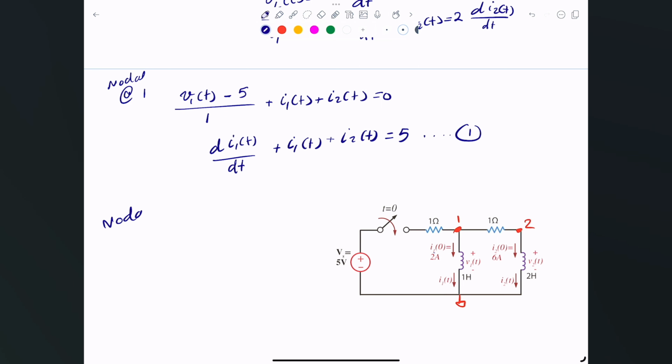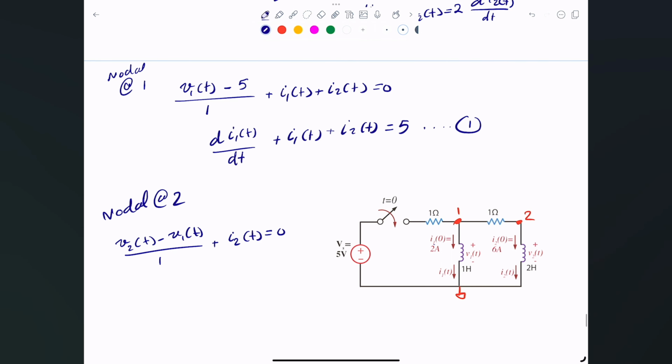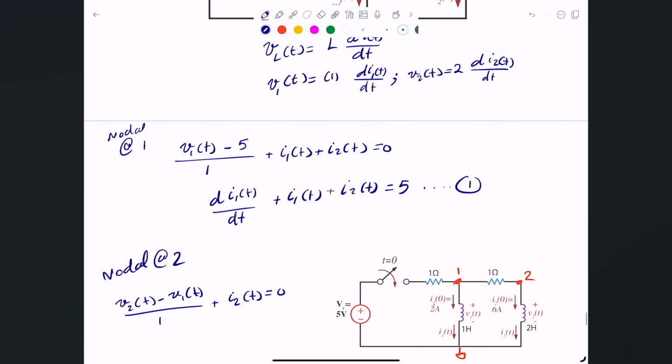So nodal at node 2 is simply V2 of t minus V1 of t divided by 1 ohm plus I2 of t equals 0. Just a couple of currents, and we're going to substitute the values of V1 and V2. Remember, V2 is simply 2 times the first derivative of I2, and V1 is just 1 times the first derivative of I1.